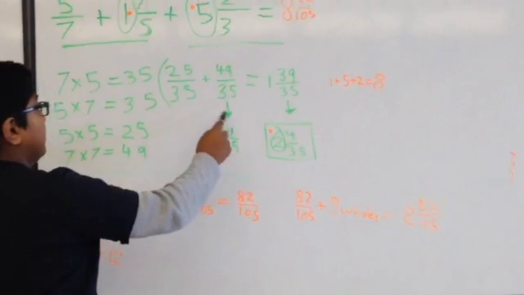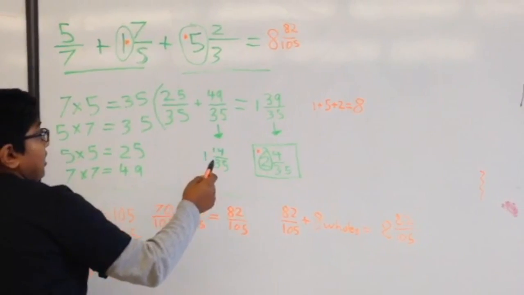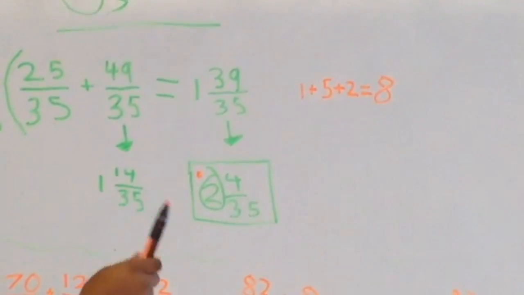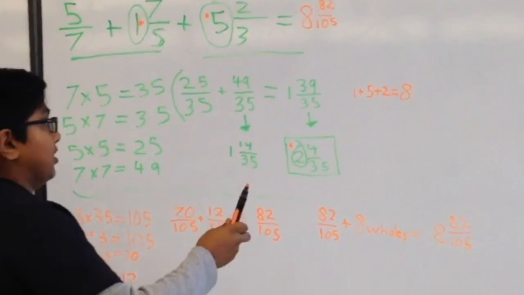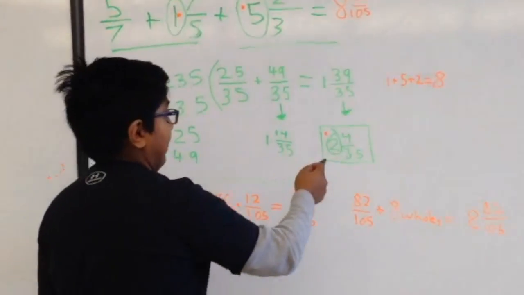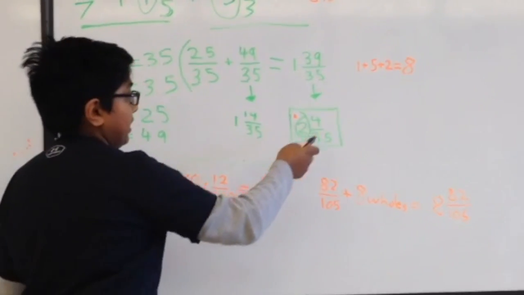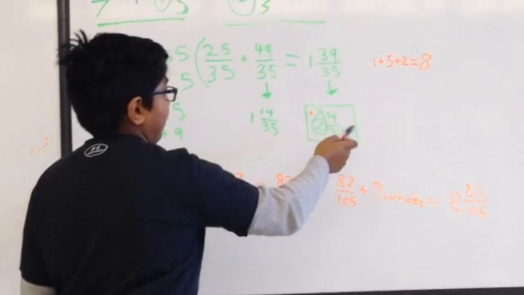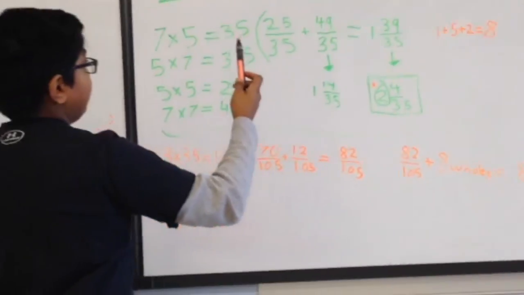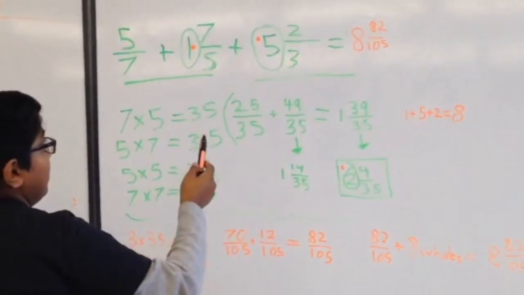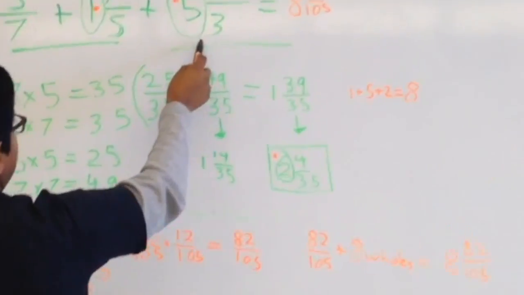And then if you add these two together, they equal 1 whole, 39 over 35, which is again 39 is bigger than 35, so I have 2 wholes now. And 39 minus 35 is 4. So 4 over 35 with 2 wholes. So now that we have this part added, we need to add this part.